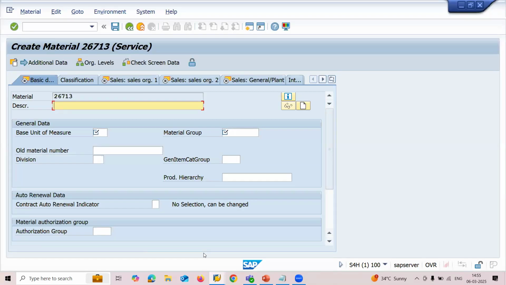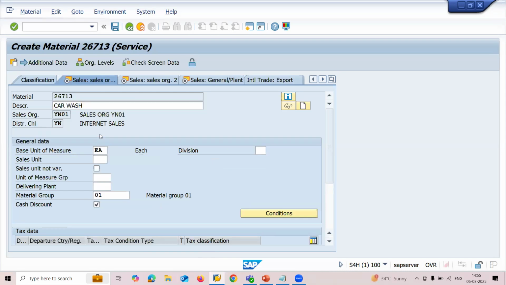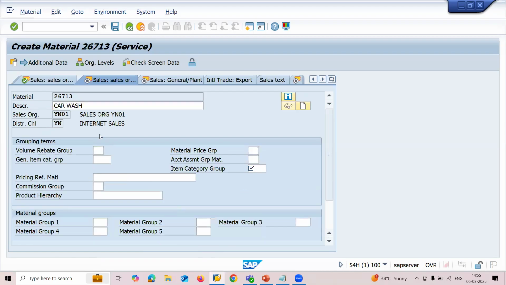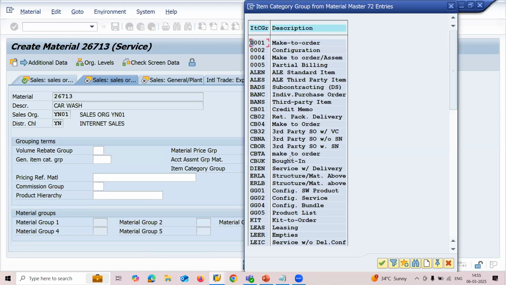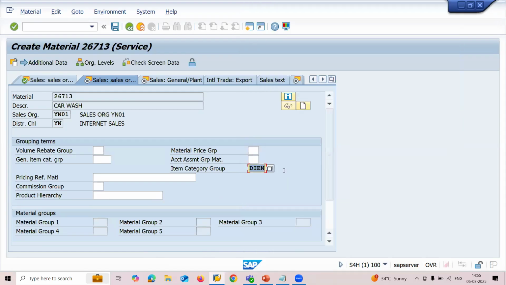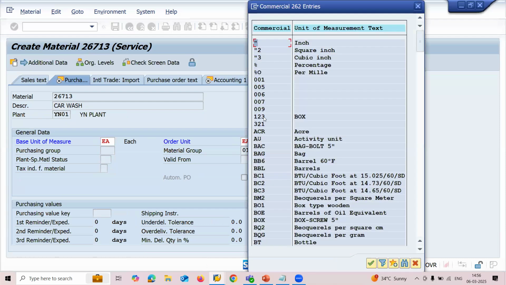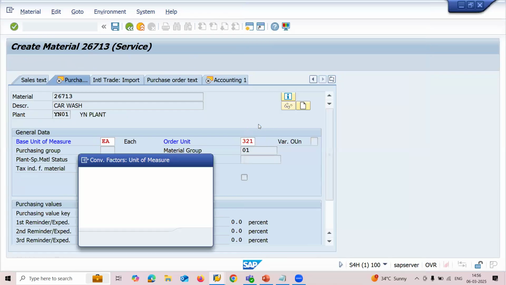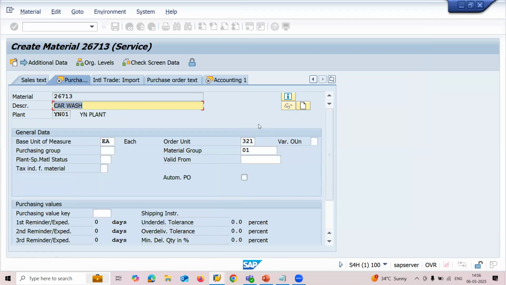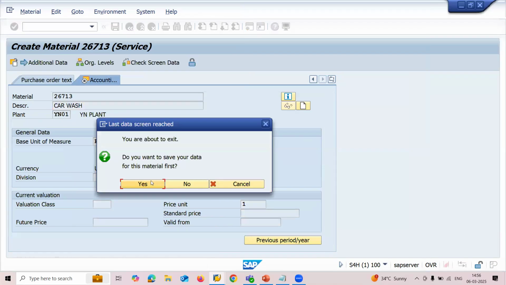Now, what is a service material? Car wash. It's a service. Enter the base unit of measure, each, for car wash. Press enter. Item category group is service, DIEN item category, press enter. Each. Order unit, let me select the order unit. Enter, yes.